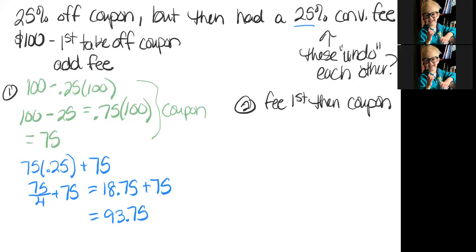So see, this is coupon. This is our fee. So we see that it didn't bring us back to 100. And actually the coupon, right, even with that 25% convenience fee, we're still less than $100. So we have a little bit of a discount, right? We still saved almost $7, $6.25, right?